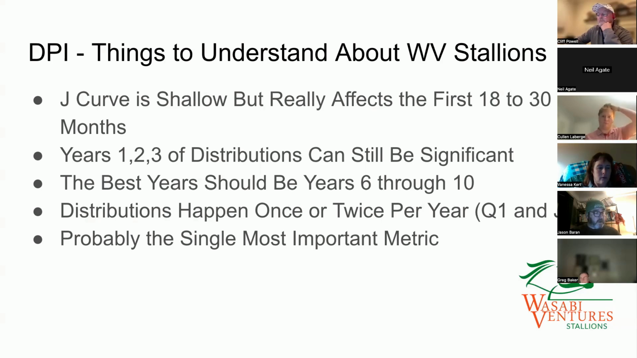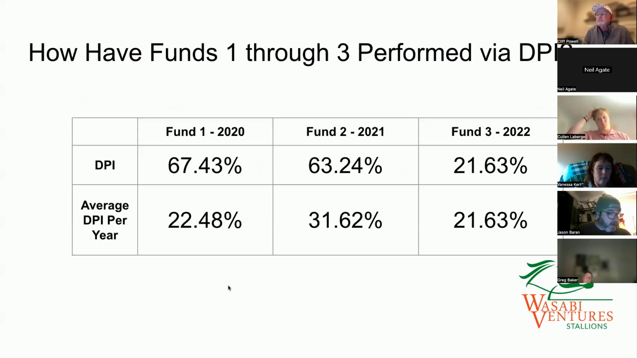It just depends on the nature of the assets. But for Stallions, I'm the guy who eventually always has to pull the trigger and say we're investing or not investing and how much we're investing. I think about the DPI for my investors. How have funds 1 through 3 performed via DPI?